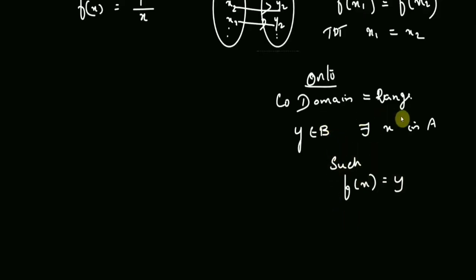We have to prove the codomain is equal to range. For that we have to obtain x in terms of y. Usually y will be given in terms of x. You have to change it to x in terms of y. Then you have to prove f(x) is equal to y. This is what you are going to prove.